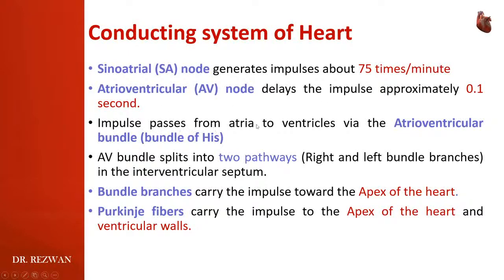That impulse passes from the atria to the ventricles via the atrioventricular bundle, the AV bundle, that is called the bundle of His. The AV bundle splits into 2 pathways, the right and left bundle branches, in the interventricular septum. These bundle branches carry the impulse towards the apex of the heart. Then the Purkinje fibers carry the impulse to the apex of the heart and to the ventricular wall.